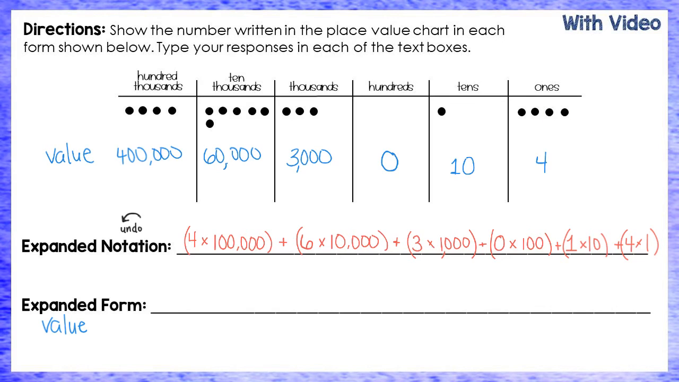Now, in expanded form, because we have to represent the whole number, we need plus signs in between them so that we know that this is all one value that we're putting together. So you're going to pause the video here and write your answers for expanded notation and expanded form. And you can either write it with the 0 or down here I did it without putting a 0 in for the hundreds place. Both are correct.